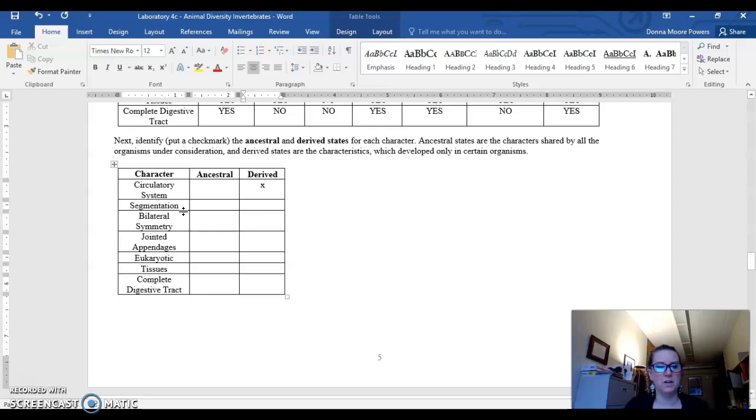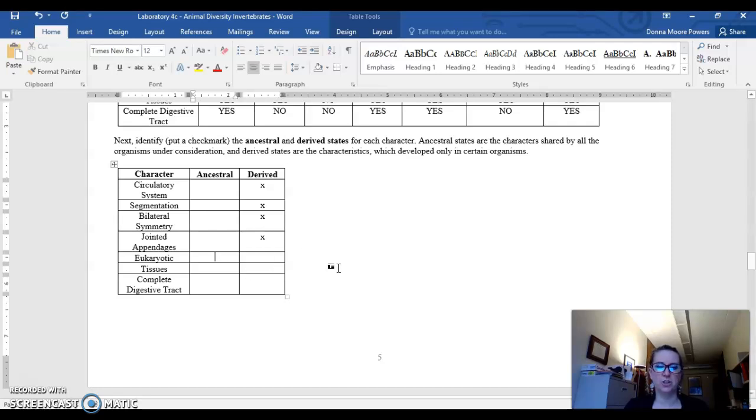Segmentation. We know that the phylum Porifera, Cnidaria, Platyhelminthes, Nematoda, for example, do not have segmentation. So it's going to be derived because only a few phyla have that character. Bilateral symmetry. Again, we know that the sponges are asymmetrical. The cnidarians are radially symmetrical. And it wasn't until we got to the phylum Platyhelminthes that they begin to exhibit bilateral symmetry. So we're going to say that's derived. Jointed appendages appeared in the phylum Arthropoda. So we're going to say derived.